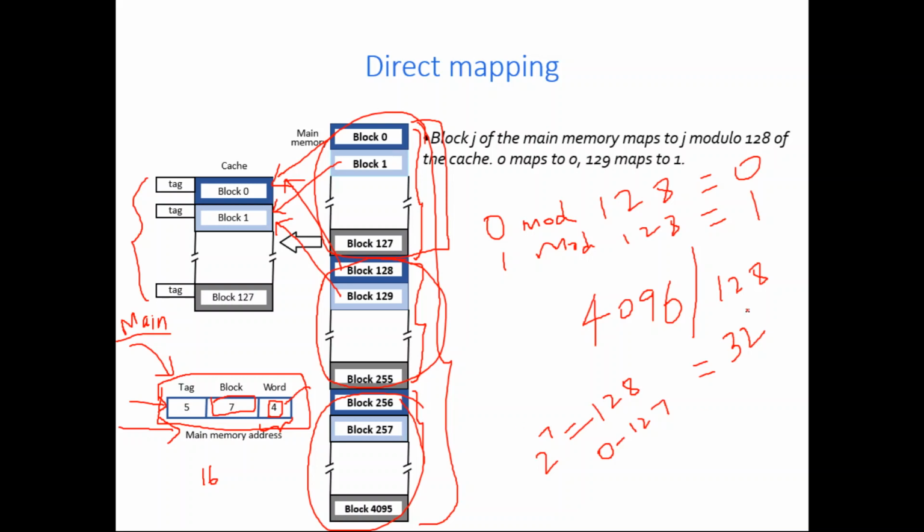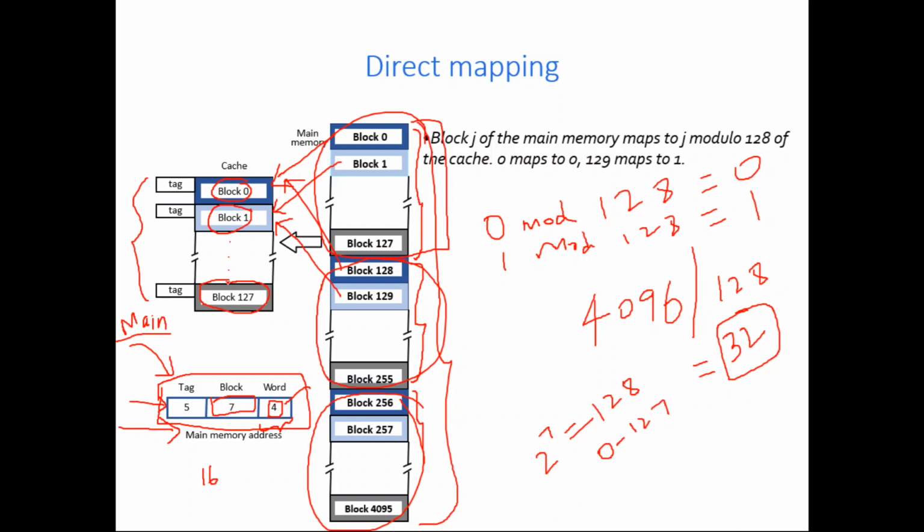Okay, so in each of these 32 sets, one block will map to block 0, one block will map to block 1, one block will map to block 2, and one block will map to block 127. So totally there are 32 blocks which are going to map to block 0, and totally there are 32 blocks which are going to map to block 1, so on and so forth, and totally there will be 32 blocks which are going to map to block 127, right?